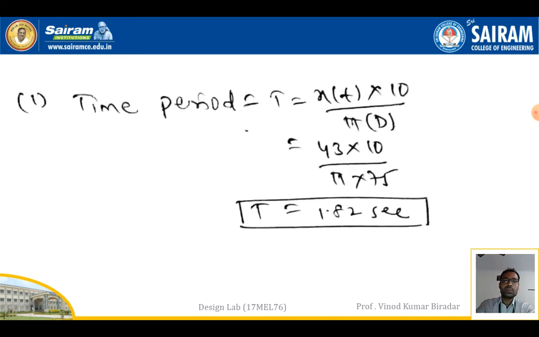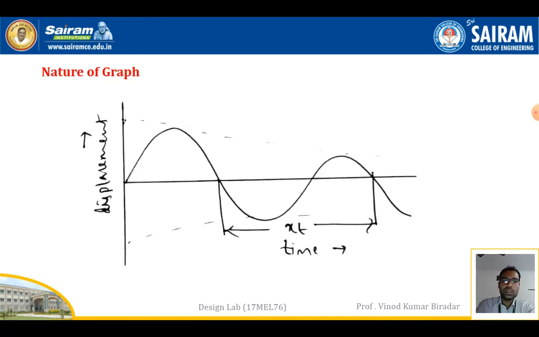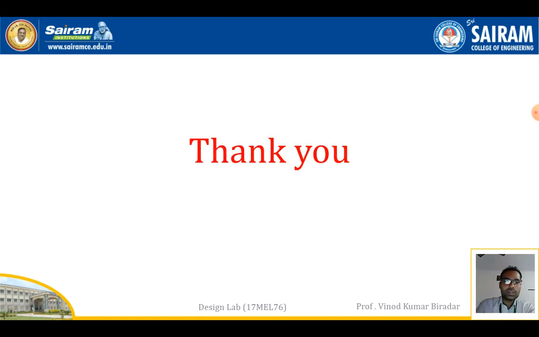So this is about the damped torsional vibration. Just remember the difference between damped longitudinal and torsional: in the torsional we use the string, and in the damped we use the spring mass damper system. So this is about the undamped torsional vibration. I hope you understand this experiment. Okay, thank you.